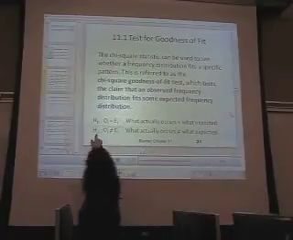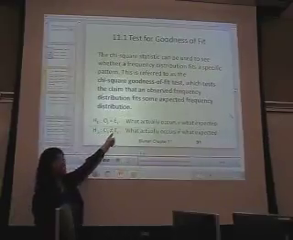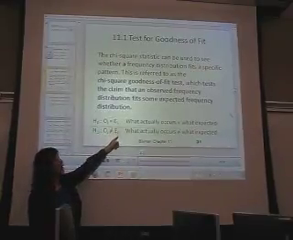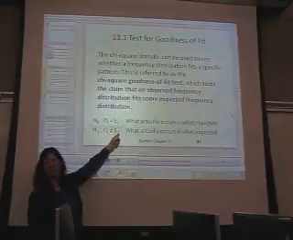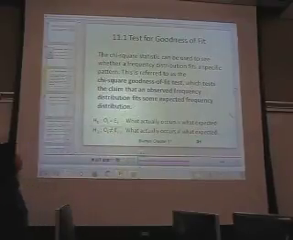And then H1 would be that O sub I does not equal E sub I. In other words, what actually occurs is not what you expected. Okay?